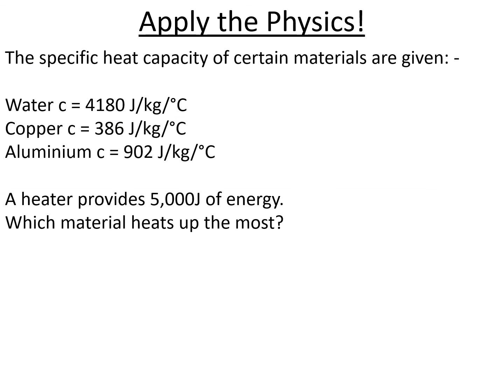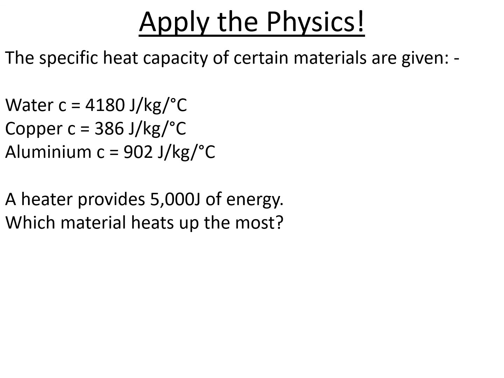So final bit here is apply the physics. The specific heat capacity of certain materials are given. Water has a specific heat capacity of 4,180 joules per kilogram per degree Celsius, which you know already. Copper, 386 joules per kilogram per degree Celsius. And aluminium, which is 902 joules per kilogram per degree Celsius. So here's a question for you. A heater provides 5,000 joules of energy. Which material heats up the most?